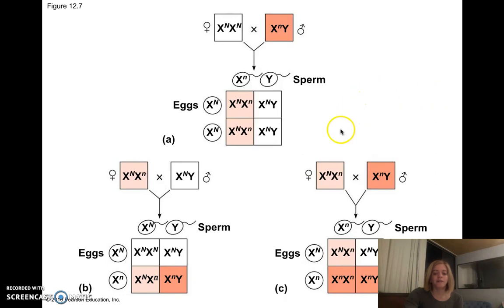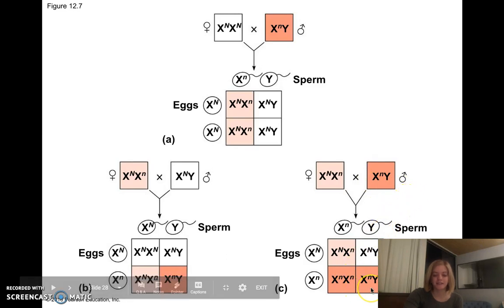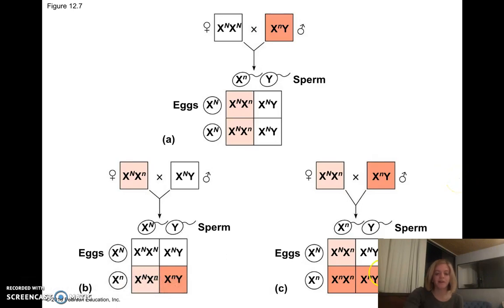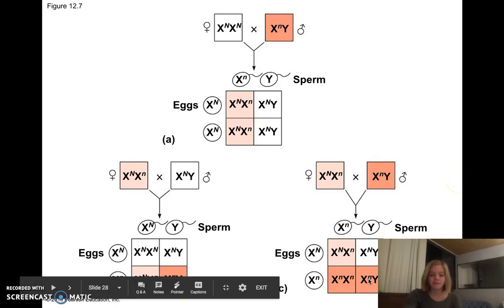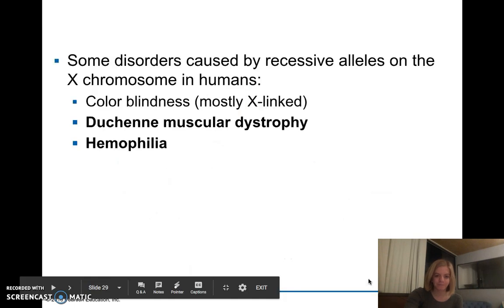If we cross a mother who is heterozygous with another male who's affected by the trait, you can see in this case, we're actually going to get a daughter who is affected and a son who's affected. But we really can only get an affected daughter if we have a carrier and an affected male, because she has that other X to protect her, so to speak. Whereas the man, if he gets the X with the gene, he's going to express it.